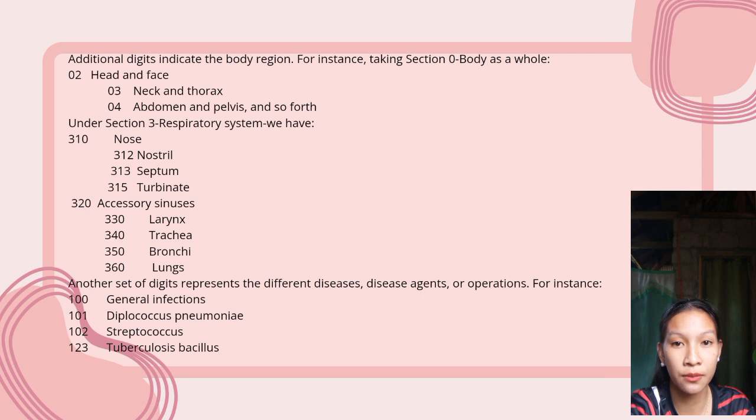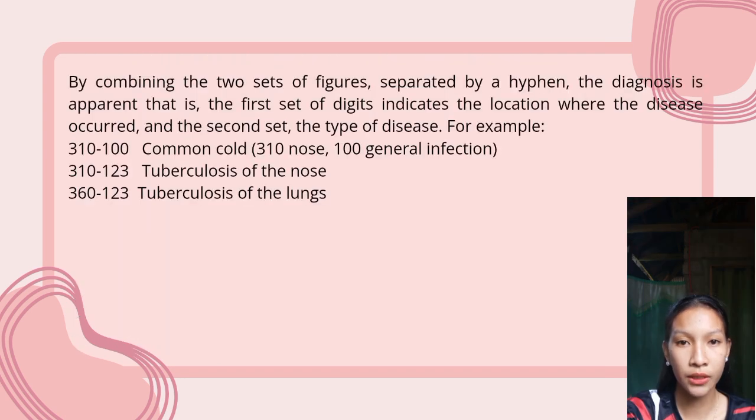Another set of digits represents the different diseases, disease agents, or operations. For instance, 100 general infection, 101 Diplococcus pneumoniae, 102 Streptococcus, 123 tuberculosis bacillus. By combining the two sets of figures separated by a hyphen, the diagnosis is apparent. That is, the first set of digits indicates the location where the disease occurred, and the second set, the type of disease. For example, 310-100, common cold; 310 nose, 100 general infection; 310-123, tuberculosis of the nose; 360-123, tuberculosis of the lungs.